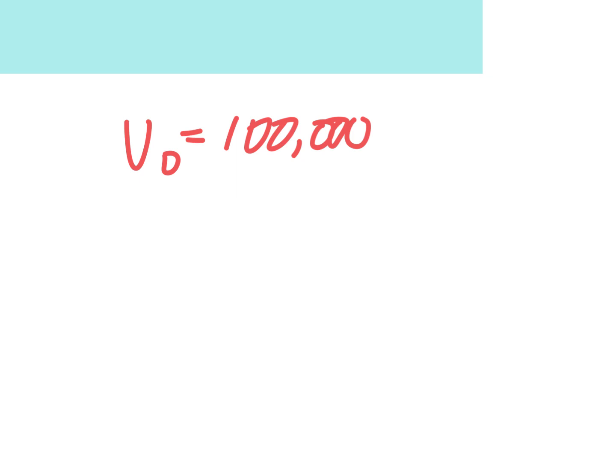4% interest. Would you please write U sub N equals U sub N minus 1, and then do 4%. You're supposed to know how to do that.